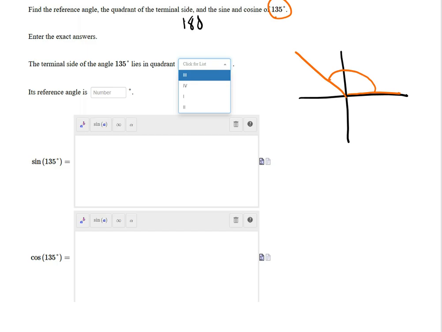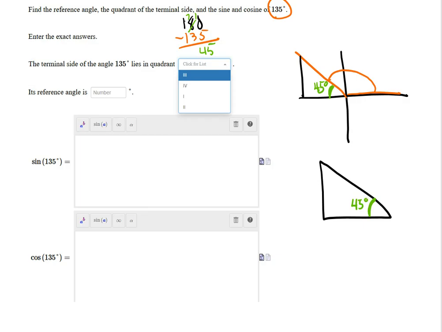So if I take 180 and I subtract 135 degrees, I end up with 45 degrees. Okay, so our reference angle, which is right here, that is 45 degrees. And then I draw in my triangle here. So we're looking at the 45-degree angle here.